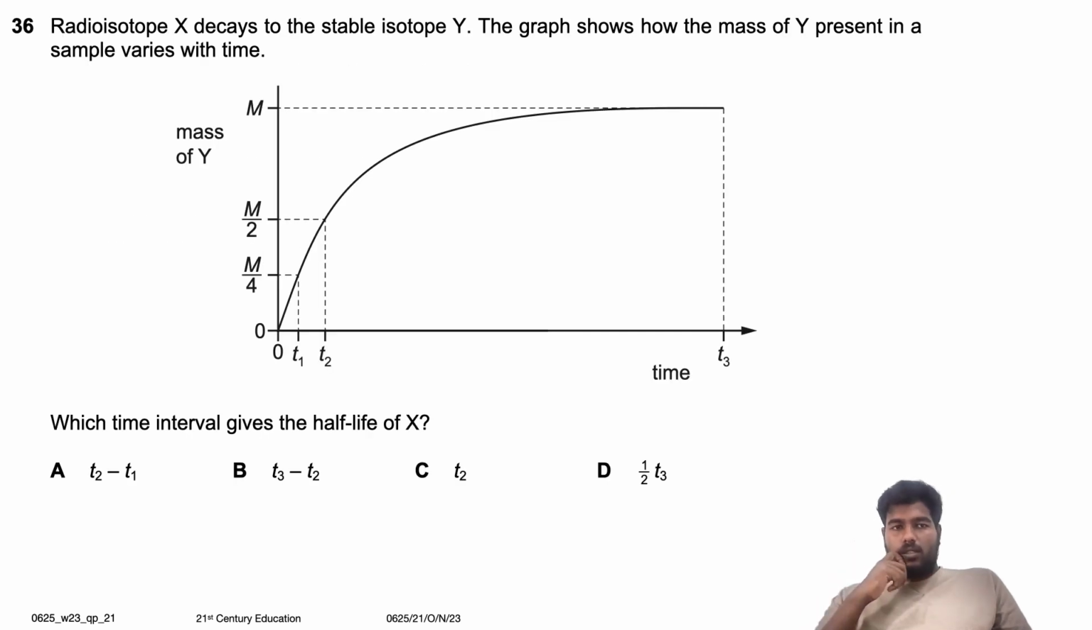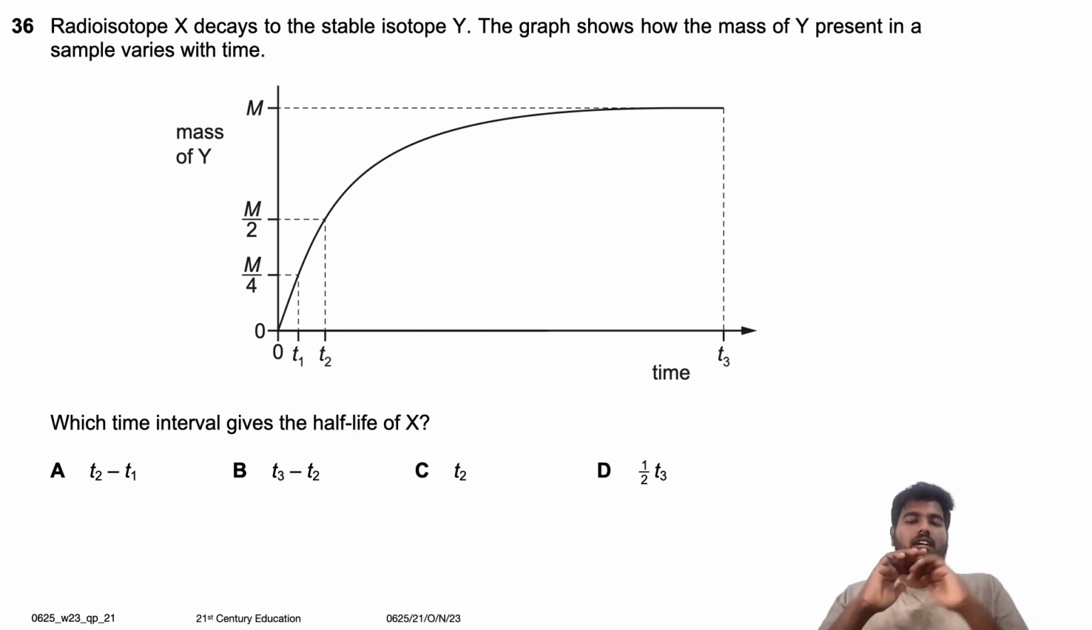Radioisotope X decays to the stable isotope Y. The graph shows how the mass of Y present in a sample varies with time. Which time interval gives the half-life of X? When we are looking at this graph, we are very tempted to answer T3 minus T2. It looks right, but it's not. T3 minus T2 will give somewhere around T3. If you look at the magnitude of T2 and subtract it, you will get a value close to T3.